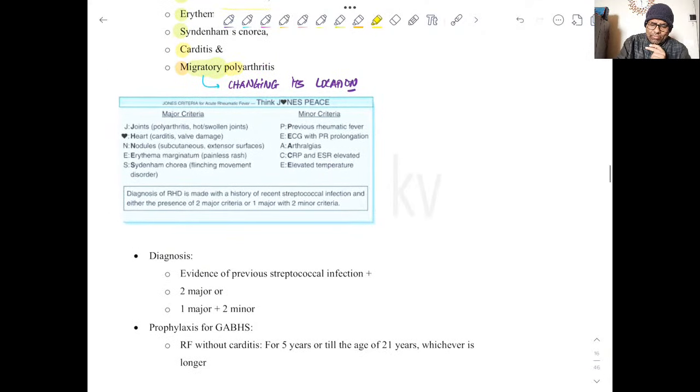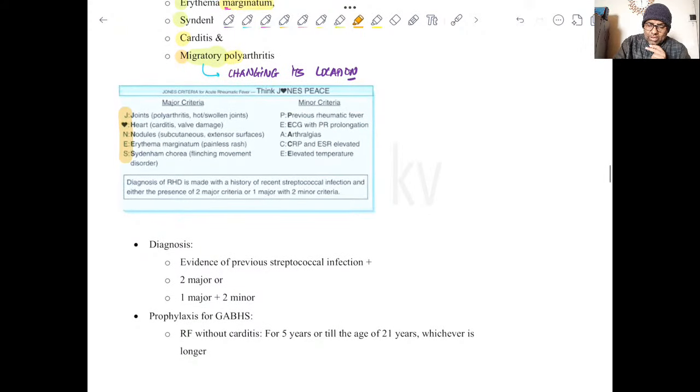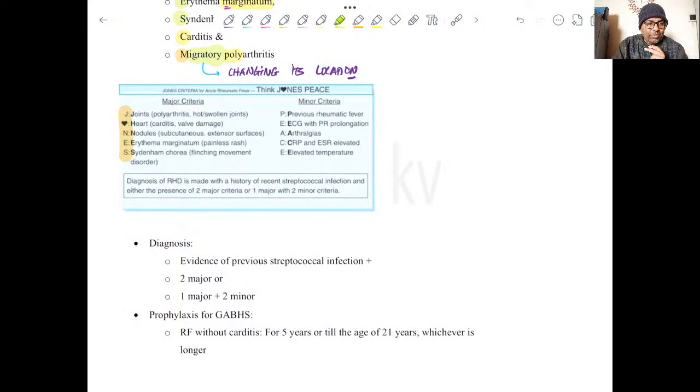So please remember these 5 points. I think most of you must be having your own mnemonics. So this is joints, heart, nodules, erythema, Sydenham chorea. Now, equally important from clinical point of view, yes, Mohammed Anas, my mitral valve is classically and commonly involved. The minor criteria can be remembered by the mnemonic P's, where P is a past history of rheumatic fever. ECG will show a prolongation of PR interval, then arthralgia, then increased acute phase reactants like CRP and ESR, and fever, that is elevated temperature. So these are 5 minor criteria.